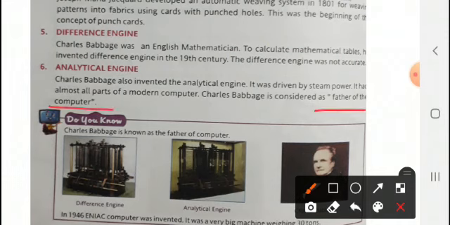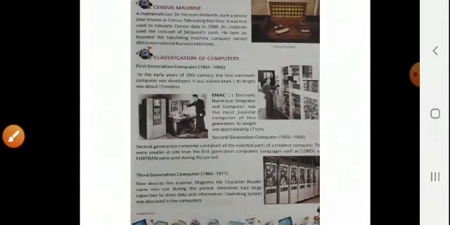So here the pictures are also given of the difference engine, the analytical engine, and here is Charles Babbage. Then the Census machine. A mathematician, Dr. Herman, built a device later known as the Census tabulating machine. And what is the use of it? It is used to tabulate census data in 1980.